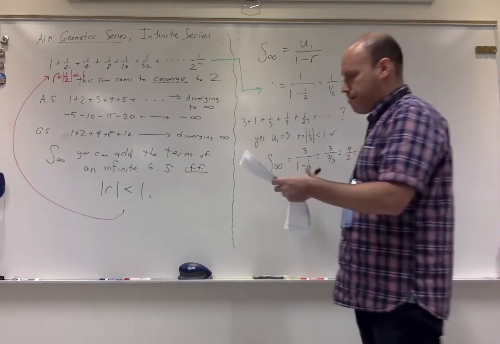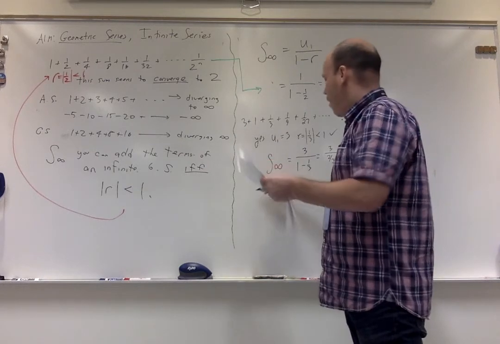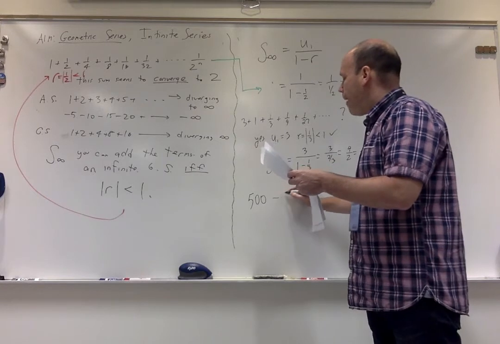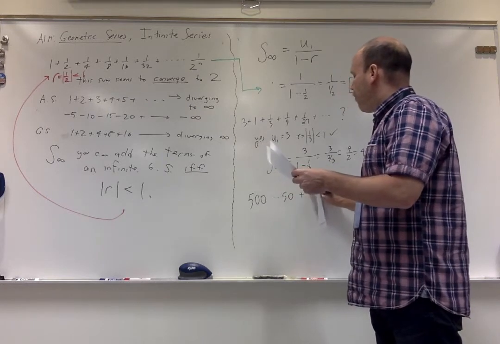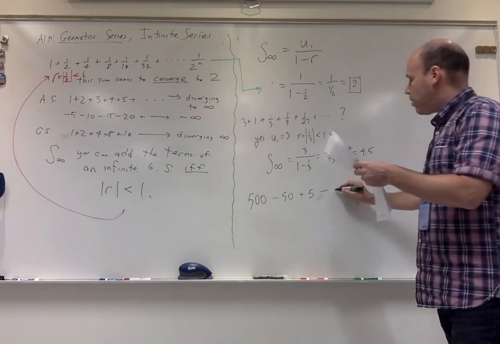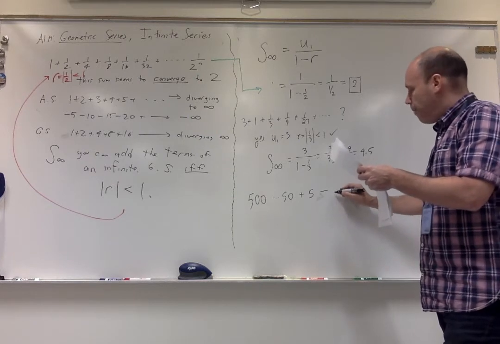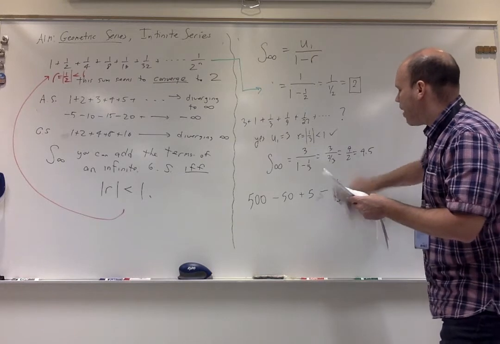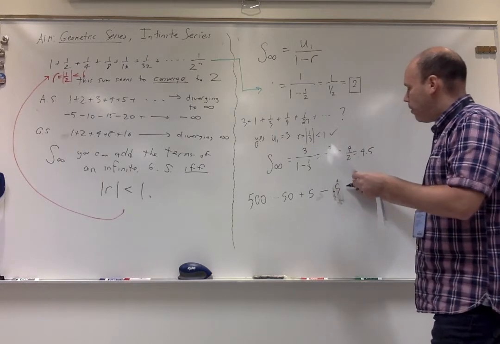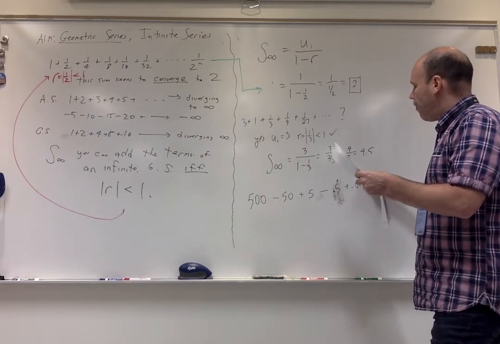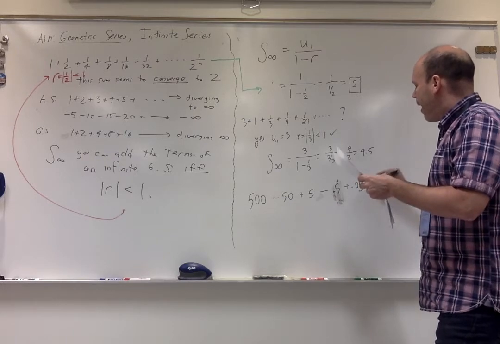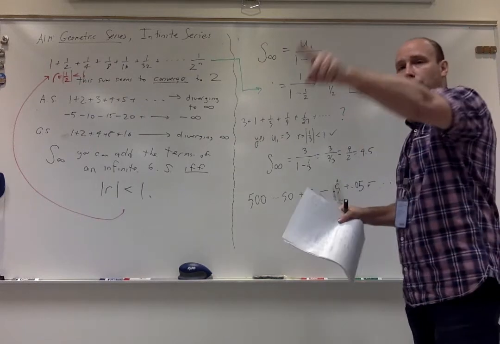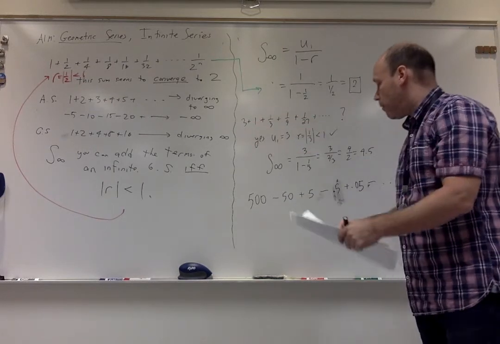How about this one? How about 500? This is oscillating. Minus 50 plus 5 minus a half. No, I'll keep it in decimals. Minus 0.5 plus 0.05 minus... Can we add this up? Well, it's kind of converging.